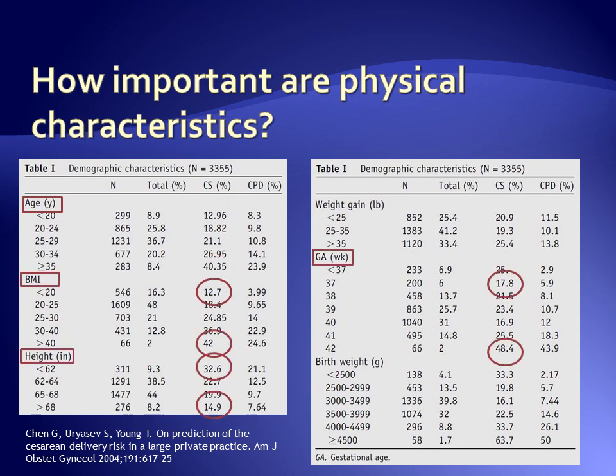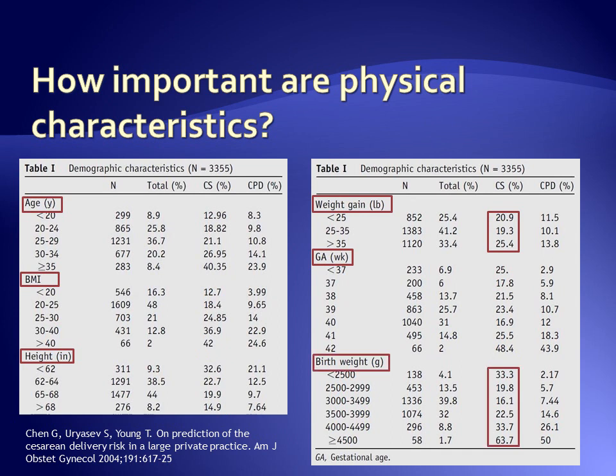They saw a similar pattern with maternal BMI, maternal height, and gestational age. Maternal weight gain and newborn birth weight also affected the cesarean birth rate, but note that the association was not linear. They came to the conclusion that maternal age, maternal BMI, maternal height, maternal weight gain, gestational age, and newborn birth weight all significantly affected a woman's inherent risk for cesarean birth.